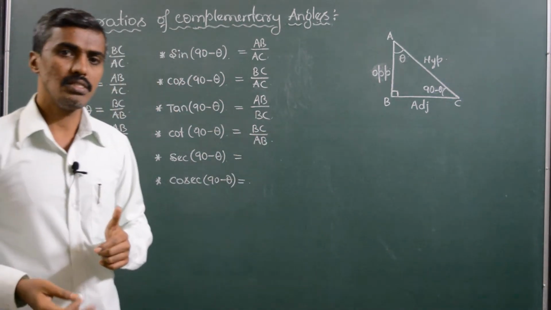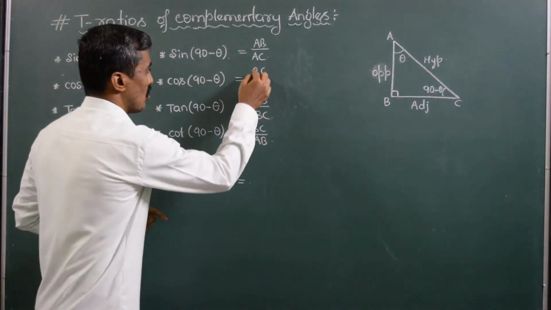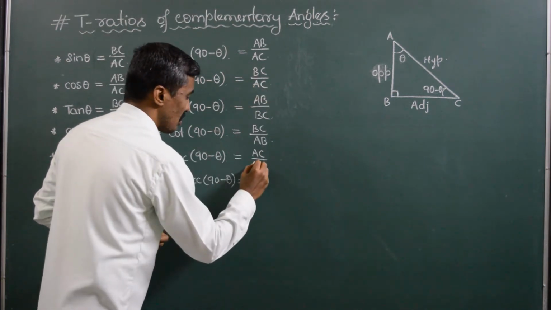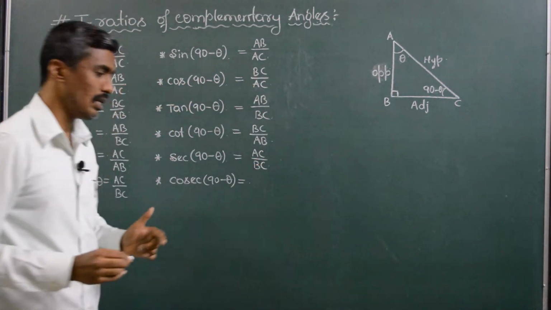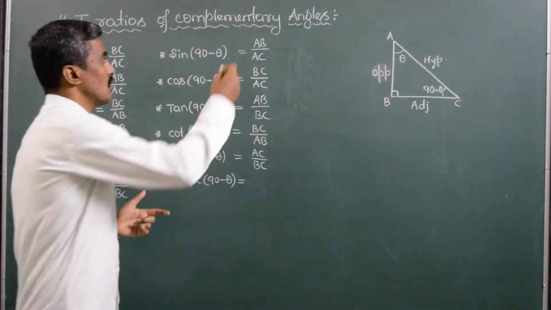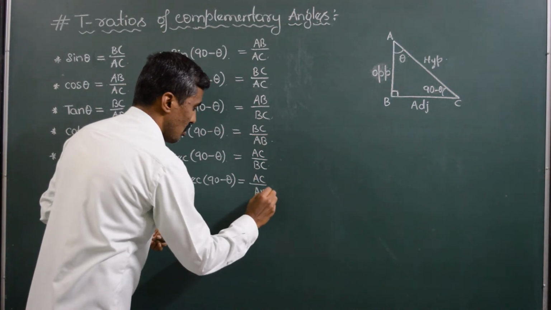Secant of 90 minus theta is the reciprocal of cos of 90 minus theta. Cos of 90 minus theta is BC by AC, therefore it is AC by BC. Then cosecant of 90 minus theta is the reciprocal of sin of 90 minus theta. Sin of 90 minus theta is AB by AC, therefore it is AC by AB.